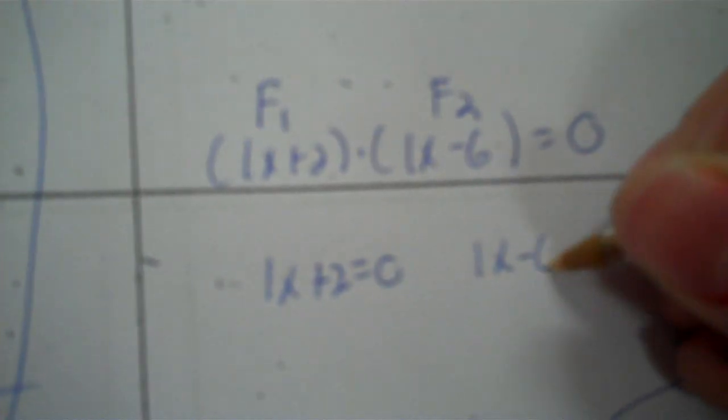So F1, F2. So 1x plus 2 could equal 0. 1x minus 6 could equal 0. Okay, if your dot number's a 1, take it out, you minus 2. 0 minus 2 is negative 2.